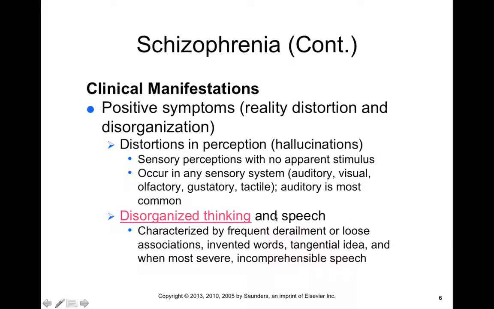This disorganized thinking is characterized by frequent derailment or loose associations. We also have invented words that people will use and tangential ideas where they seem to be very disconnected, and the logic behind the flow of their conversation seems to only make sense to them. And when most severe, you get incomprehensible speech. If you have invented words and lots of tangential ideas, over time, or at least if it's severe enough, that speech could be incomprehensible.